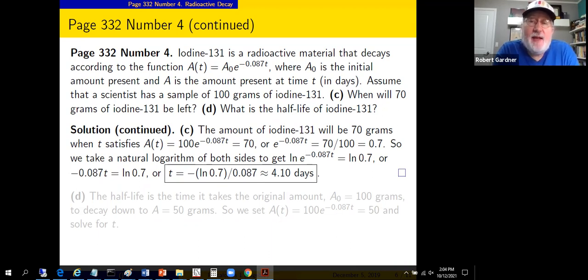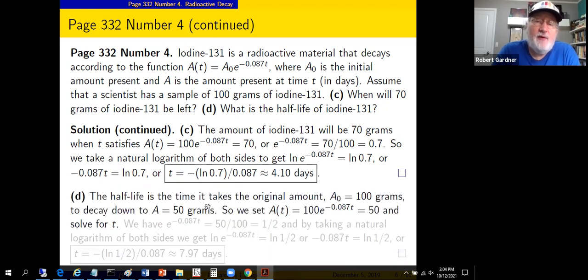Part D is the same kind of question, but they want to know the half-life. Well, the half-life would be the time that corresponds to an amount present of 50 grams. We started with 100 grams. We want half of it to have decayed away. That's what half-life is. So we'll plug 50 grams in as the amount, and we'll set 50 equal to what the model presents at time t and solve for t.